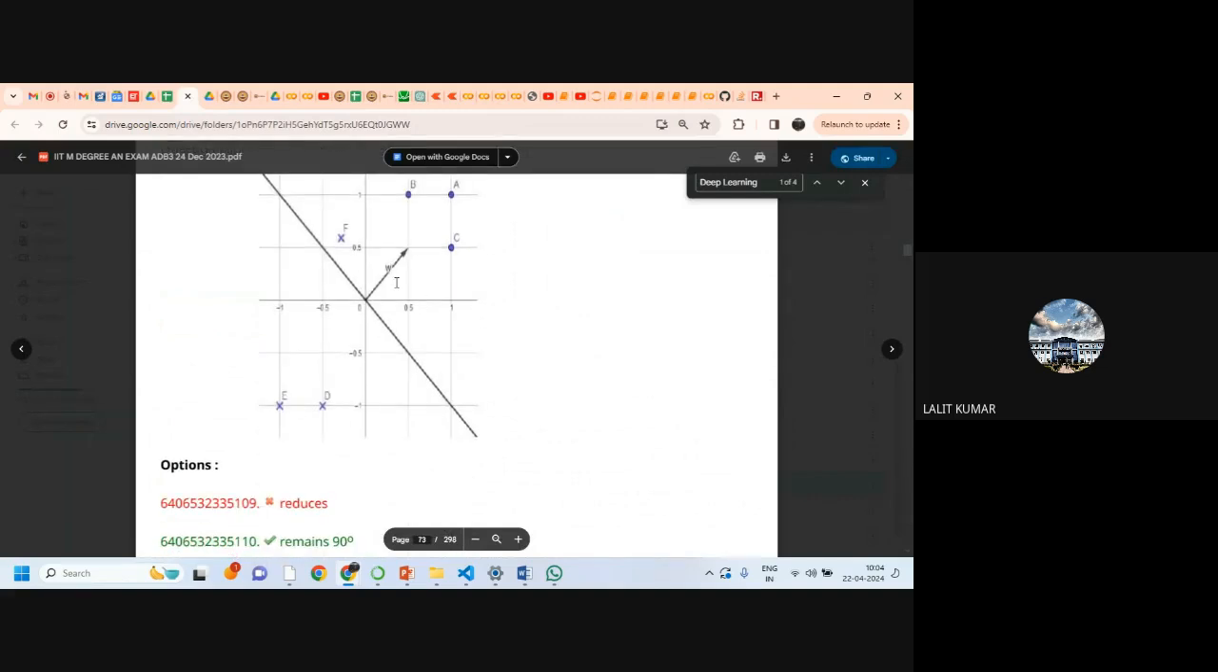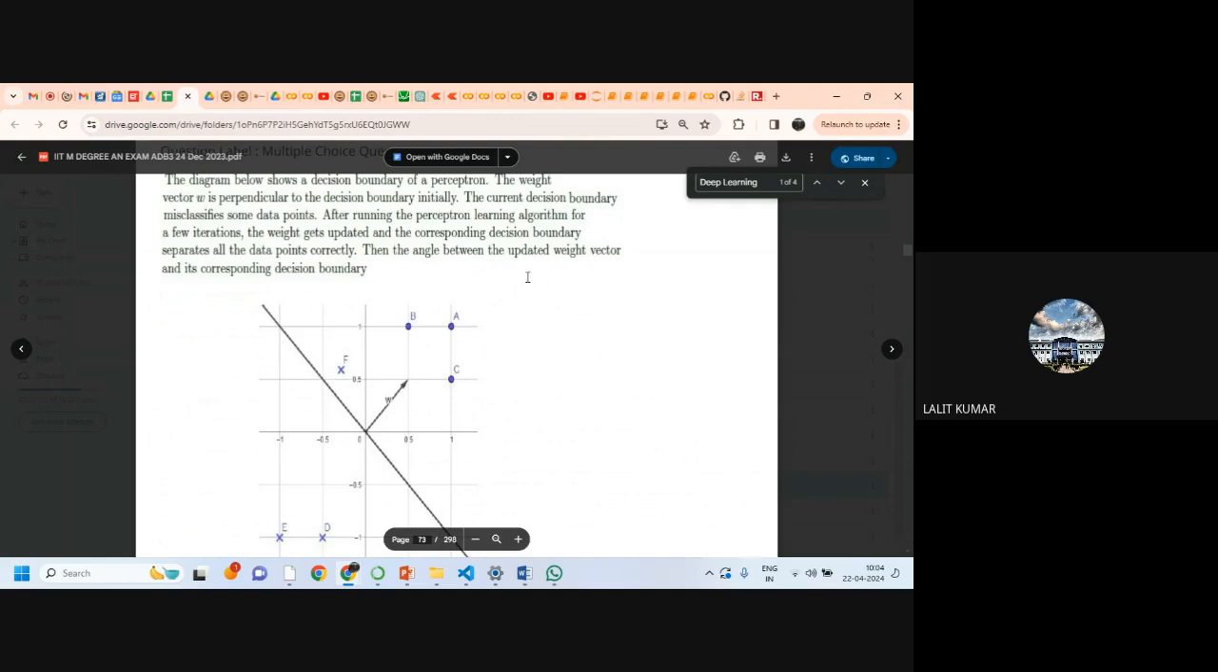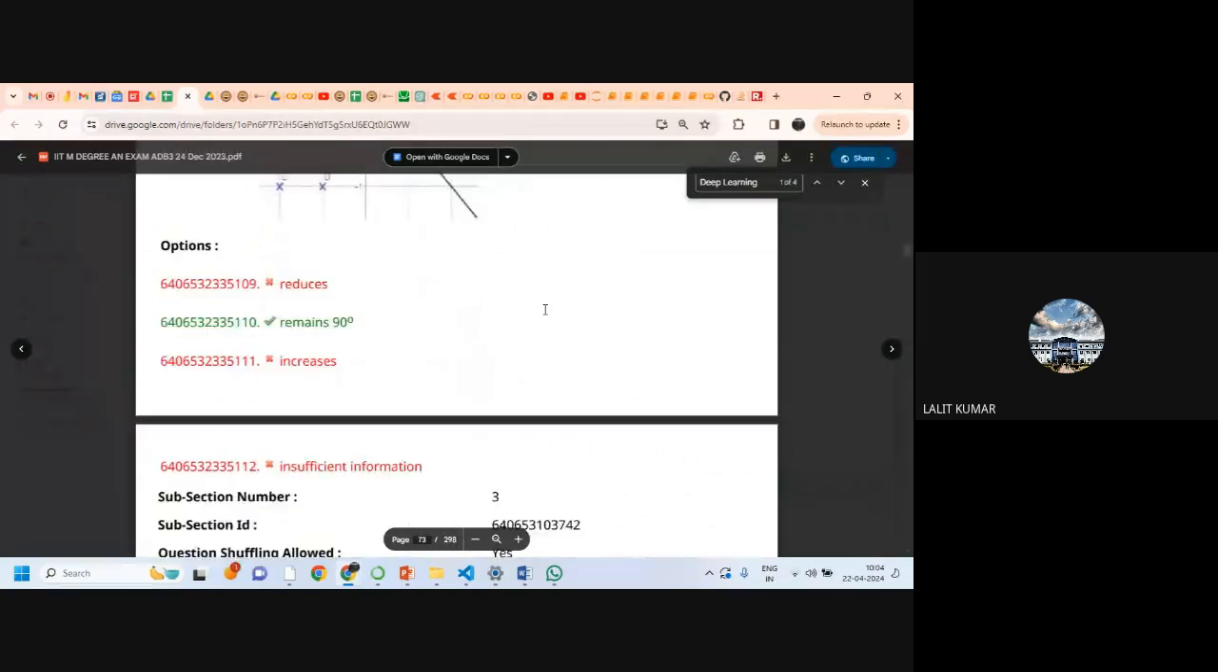Okay, the first question we have solved, and the basic idea behind it was that the angle between the weight vector and the decision boundary remains 90 degrees. It will always remain 90 degrees.